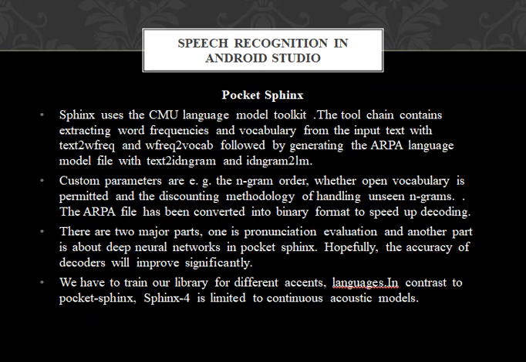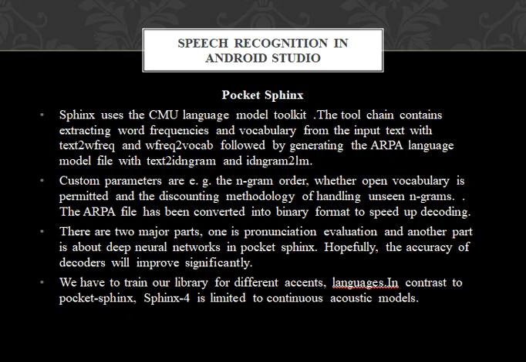Sphinx uses the CMU language model toolkit. The toolchain contains extracting word frequencies and vocabulary from the input text with text2wfreq and wfreq2vocab, followed by generating the ARPA language model file with text2idngram and idngram2lm. Custom parameters are, for example, the n-gram order, whether open vocabulary is permitted, and the discounting methodology of handling unseen n-grams. The ARPA file is converted into binary format to speed up decoding.